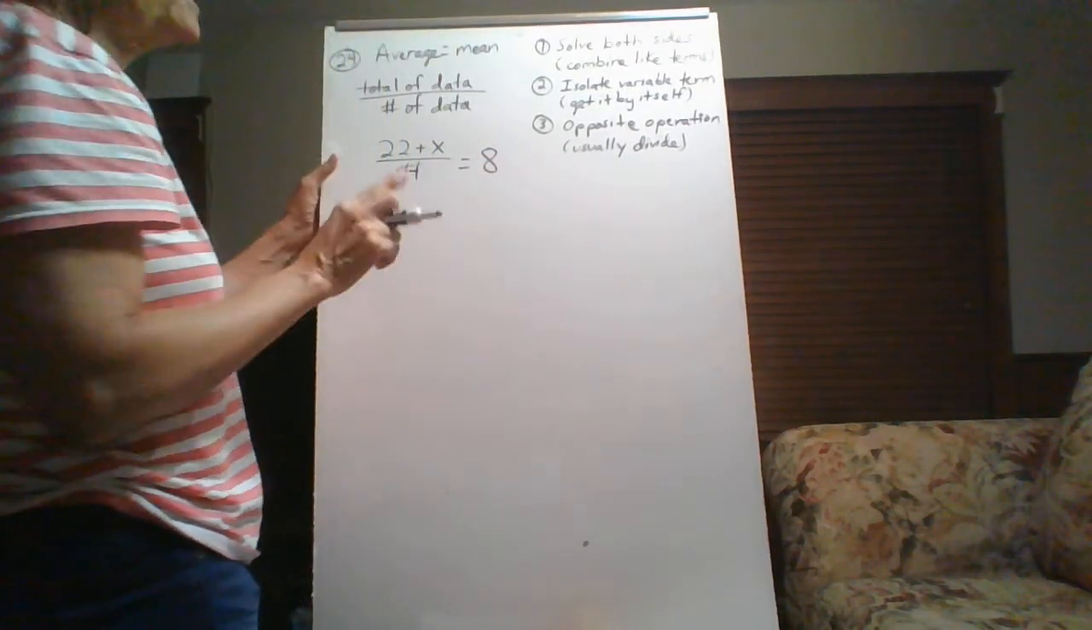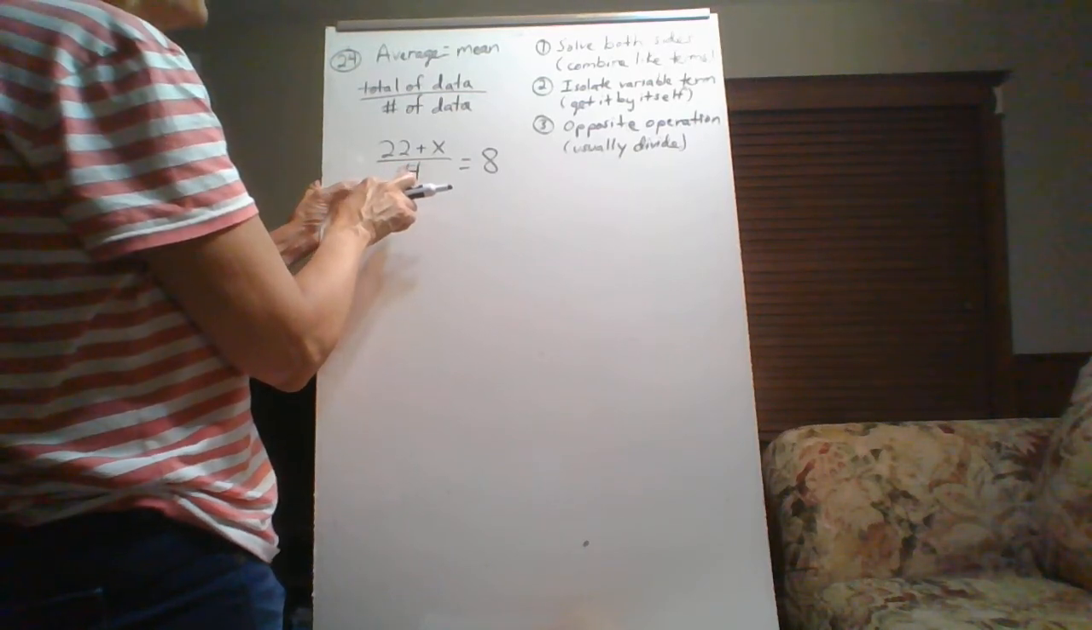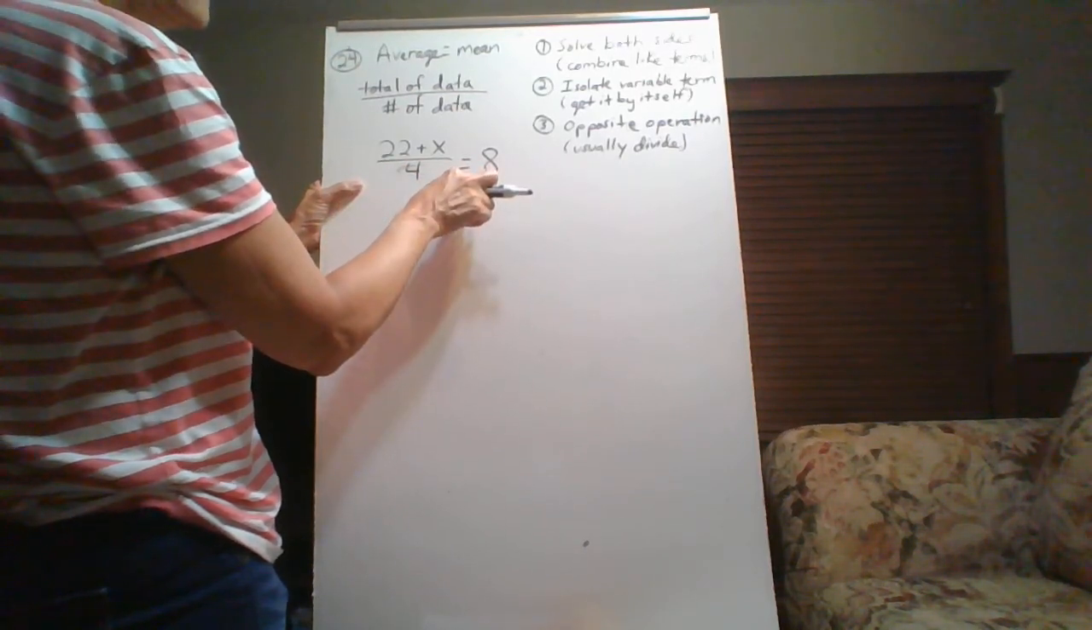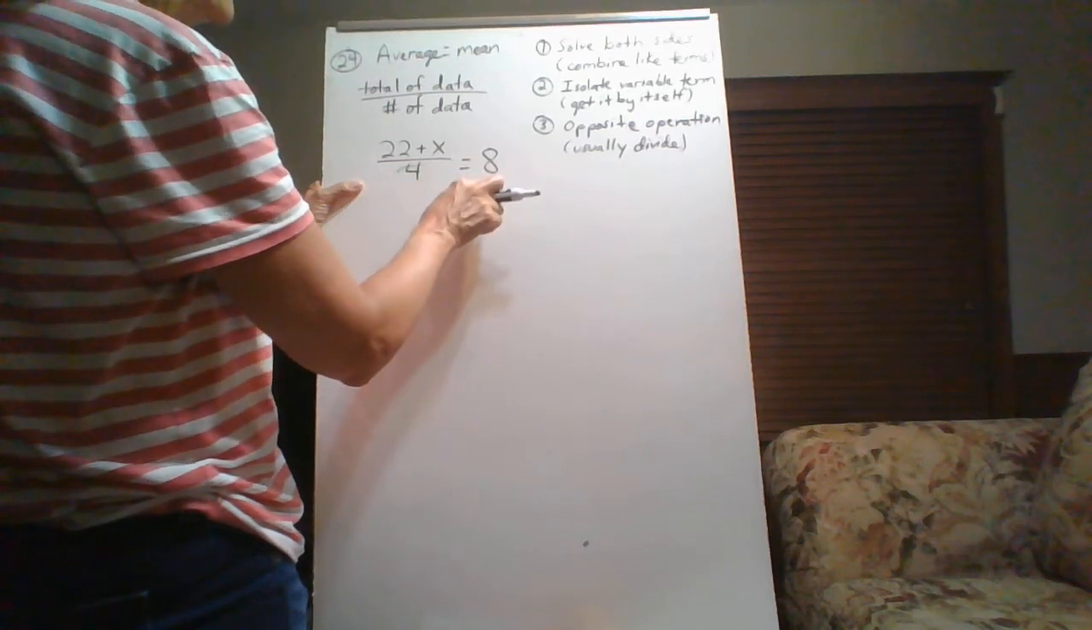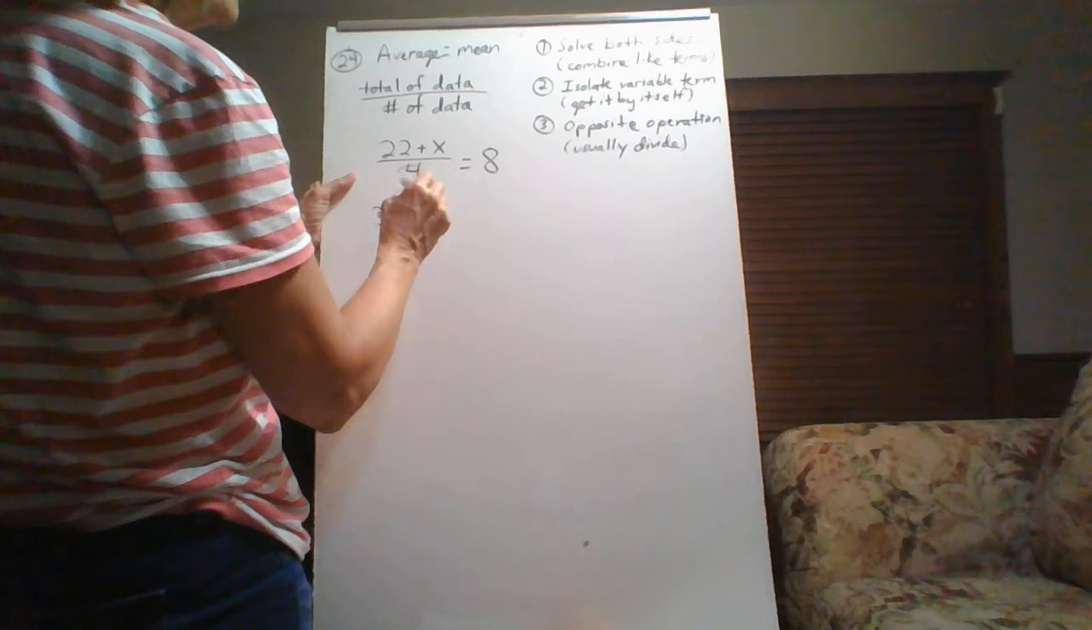Okay, let me show you the easiest way to do this. If I have 4 terms and the average is 8, that means 4 times 8, I'm going to need 32 total points.